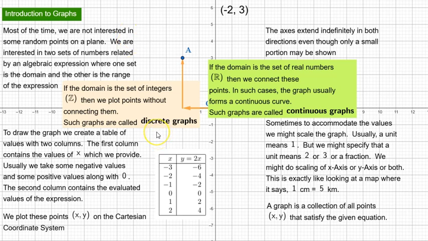In the next session, we will look at how these graphs help us in understanding different aspects of these equations or functions.